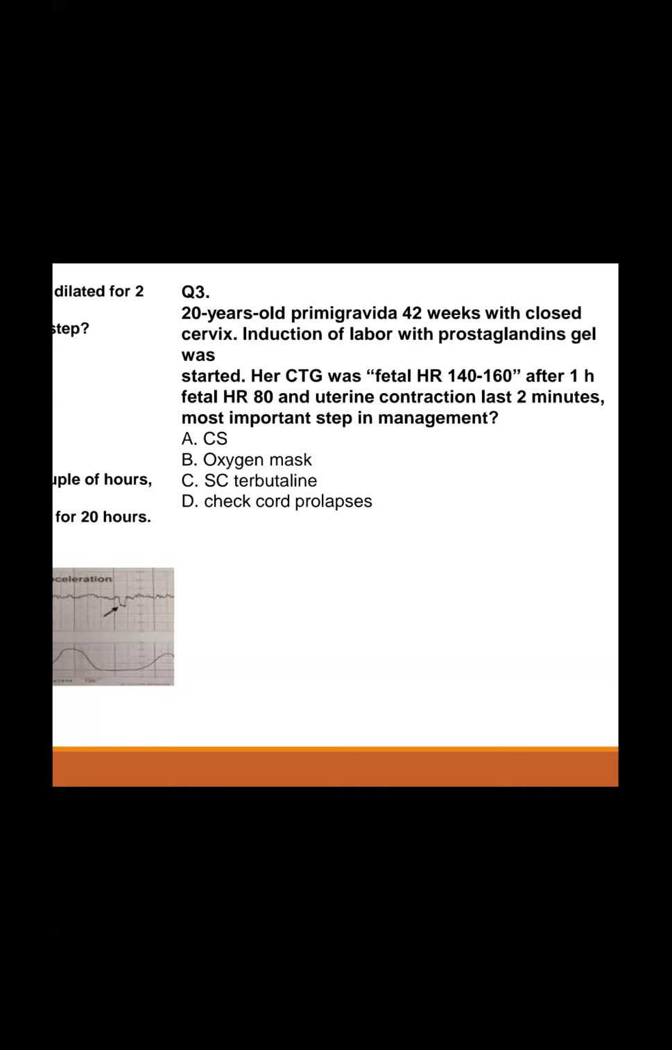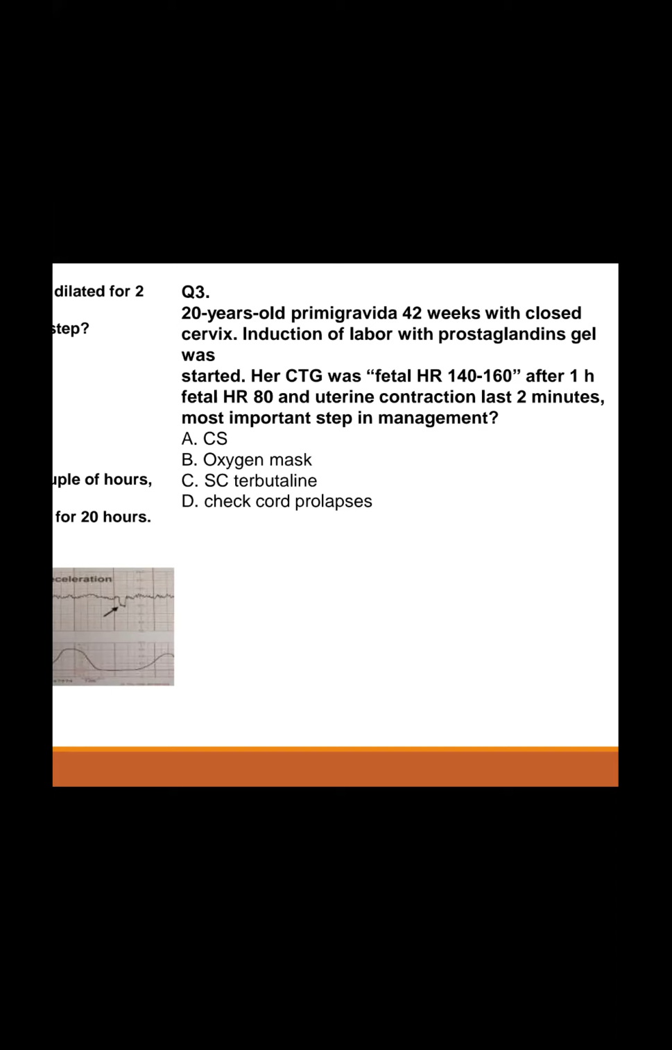Yeah, this is actually not a direct question, doctor. First of all, the uterine contraction lasts 2 minutes. So within 1 hour, fetal heart rate dropped and uterine contraction also dropped. Both dropped. Only one contraction in 2 minutes, or no contraction. So the most important step we have to give is a uterine tocolytic agent. So what is the answer?